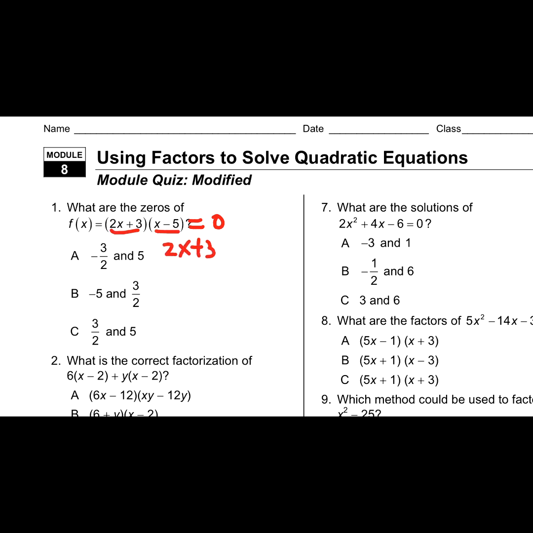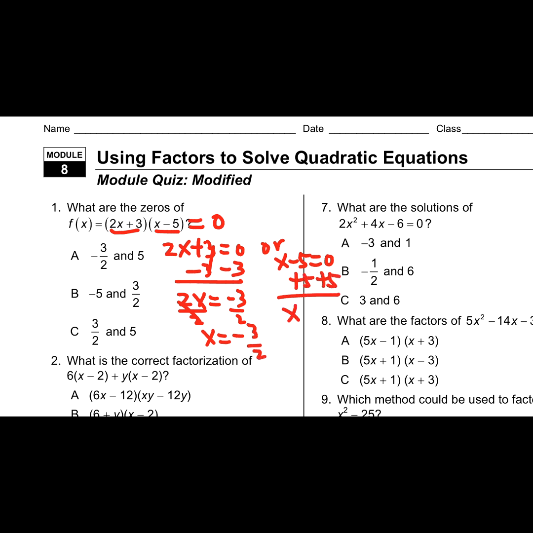So we have 2x plus 3 equal to 0, or we have x minus 5 equal to 0. And therefore, taking opposite, we're going to subtract 3. So we have 2x equals negative 3. And then finally, divide by 2, we have negative 3 over 2. And then the other answer is adding 5 to both sides. So we have x equal to 5. So the two solutions are negative 3 over 2 and 5. And the answer is A.